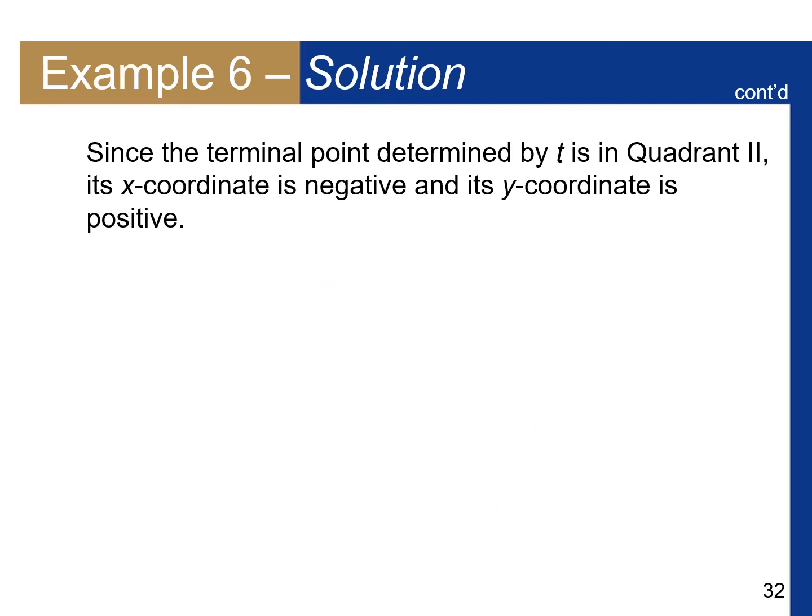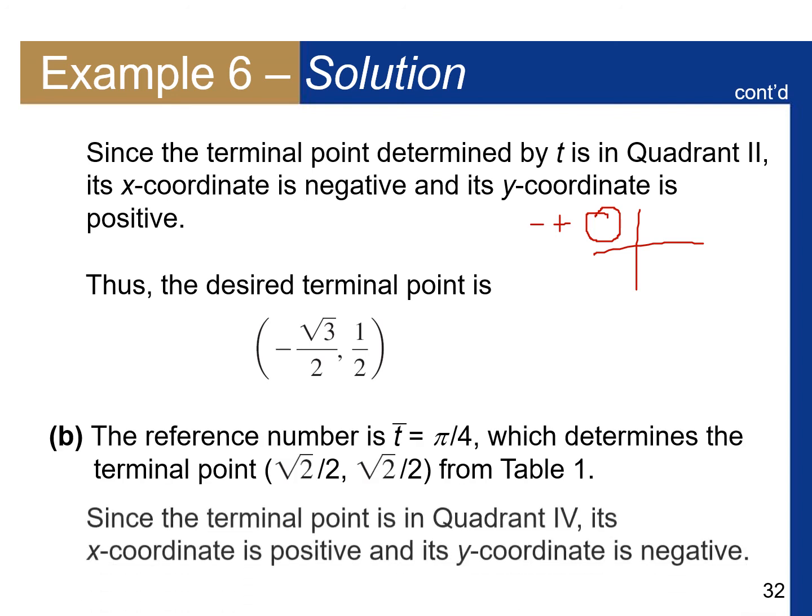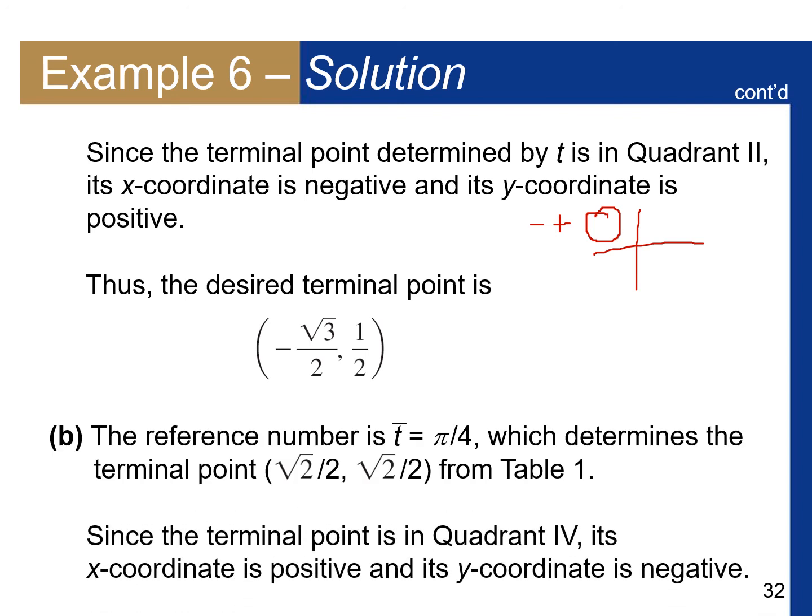Since the terminal point is determined by t that is in quadrant 2, the x-coordinate is negative and the y-coordinate is positive. Again, I'm going to repeat that because if it is in quadrant 2, which is this area right here, your x-coordinate is going to be negative and your y-coordinate is going to be positive. So the desired point would be negative square root of 3 over 2 and 1/2.